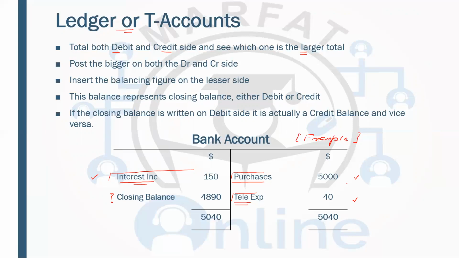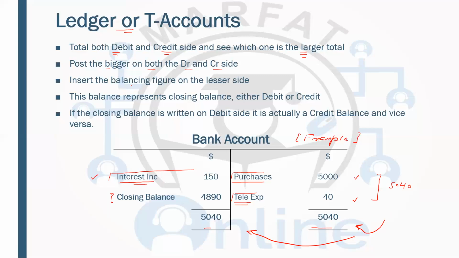So you have three transactions in your bank account, and the first principle was to total both the debit and credit side and see which one is the larger total. You have two transactions on the credit side, and the amount is 5,040. On the other side, you have only 150. So the larger side in this example is the credit side, which makes the total 5,040. The second step is to post the bigger amount on both the debit and the credit side. Because 5,040 was the bigger amount, we put this amount on both the debit and the credit side.